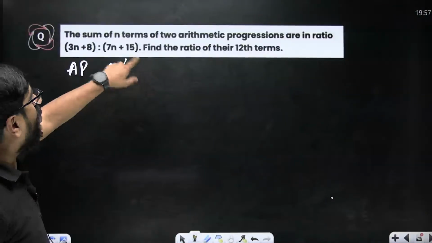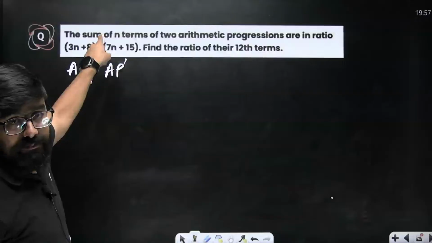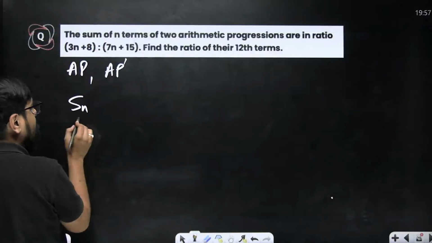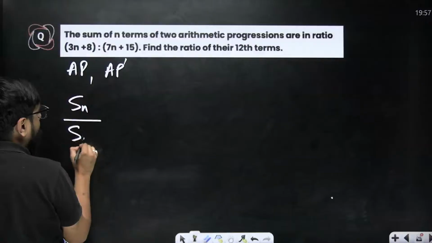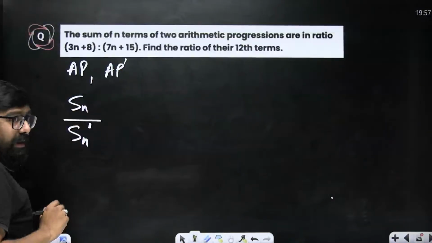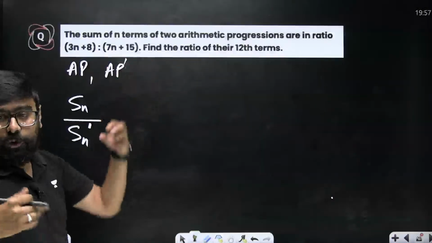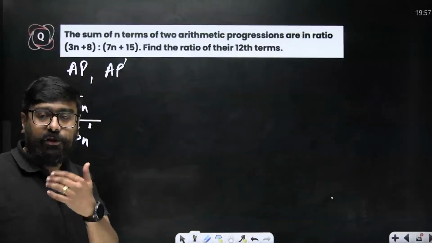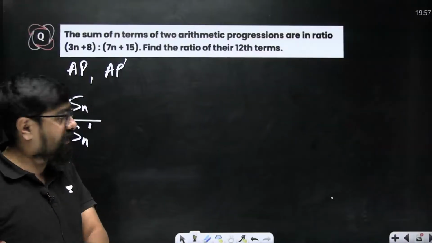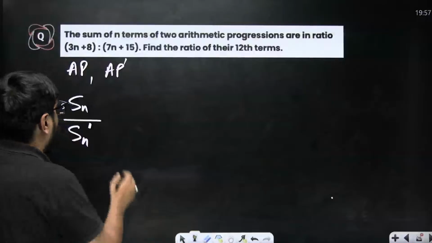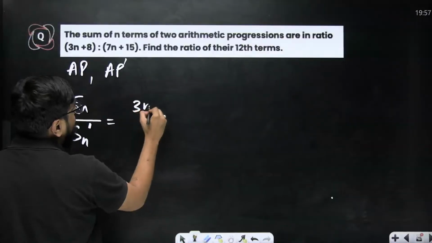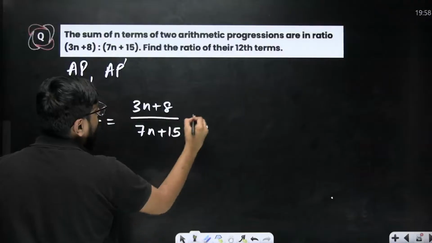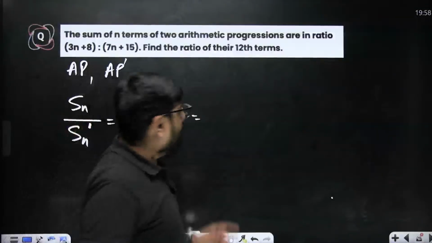And the ratio of the sum of n terms, the sum of n terms of the first AP and the sum of n terms of the dashed AP. Both n terms only, not 20 terms in one and 30 in another. The ratio of sums of n terms is given to me as 3n plus 8 divided by 7n plus 15. Now what is the sum of n terms?